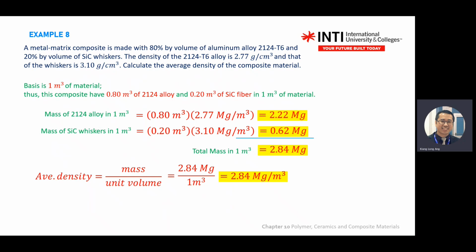Okay, so the first step here, you assume 1 meter cube, you find the fraction of the volume. From the volume, you calculate mass. You add up the total mass you have in 1 meter cube. Then from 1 meter cube of weight, you can convert this information into density. So this is the more direct one. Actually, the question might look very complex, but sometimes the step is very simple. So this one asks you the average density of the composite.